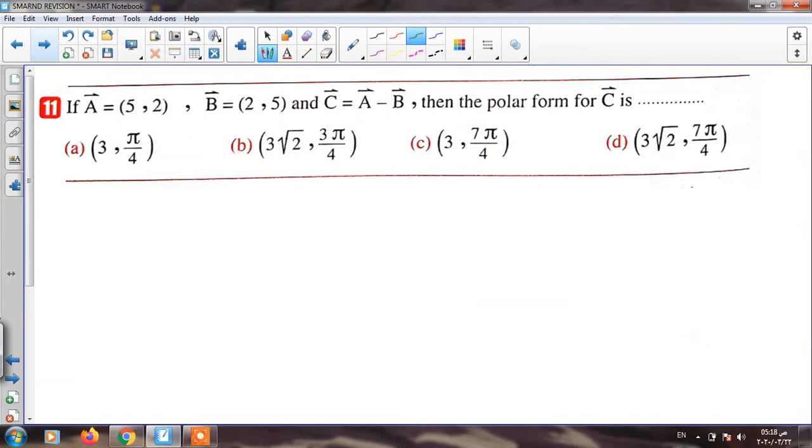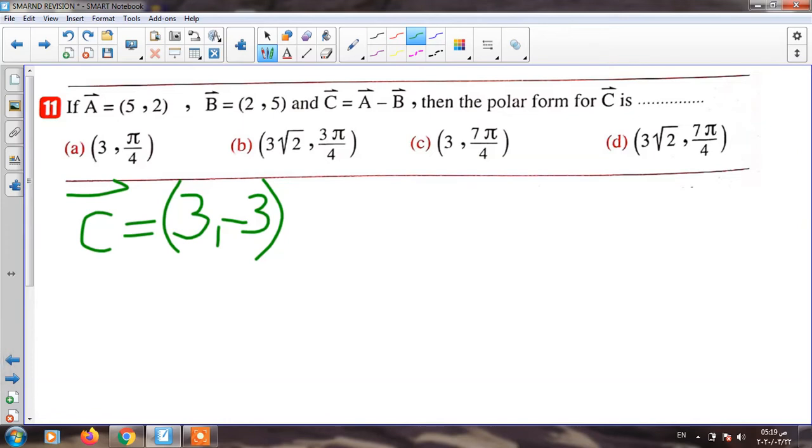If A equals (5, 2), B equals (2, 5), and the vector C equals A minus B. A minus B means we subtract. Vector C is going to be 5 minus 2, 3, and 2 minus 5, negative 3. And then the polar form of C. Let's remember, if we have a vector and we want to change it into the polar system, the polar system consists of the norm and the angle.